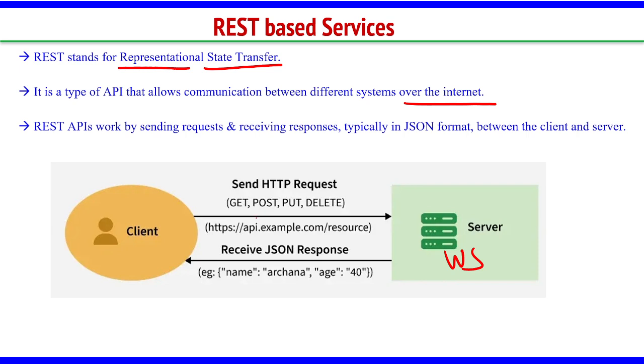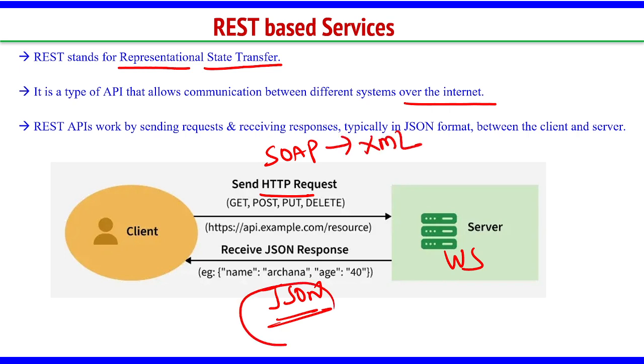Instead of using SOAP template or SOAP format between the request and the response, we use HTTP methods like get, post, put and delete to send the message. And we get the response back. This response is in JSON format, because SOAP is XML based format, whereas here the response will be in JSON format. So, REST is an architectural style, a style where the response is coming in JSON format.